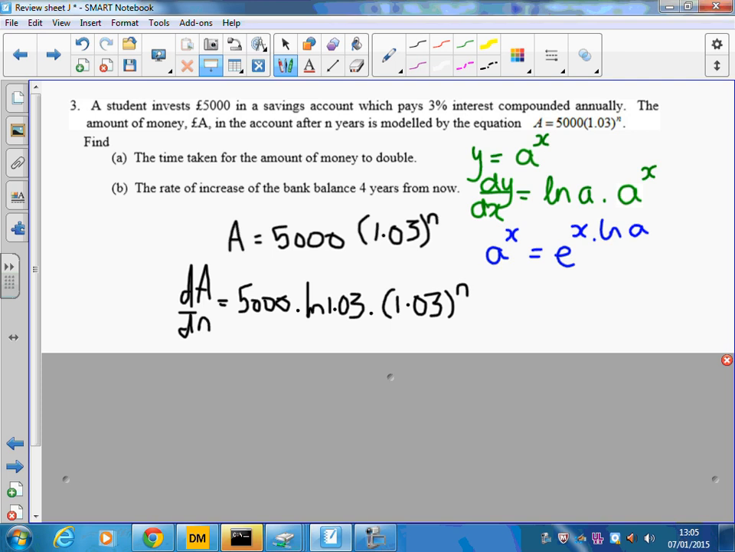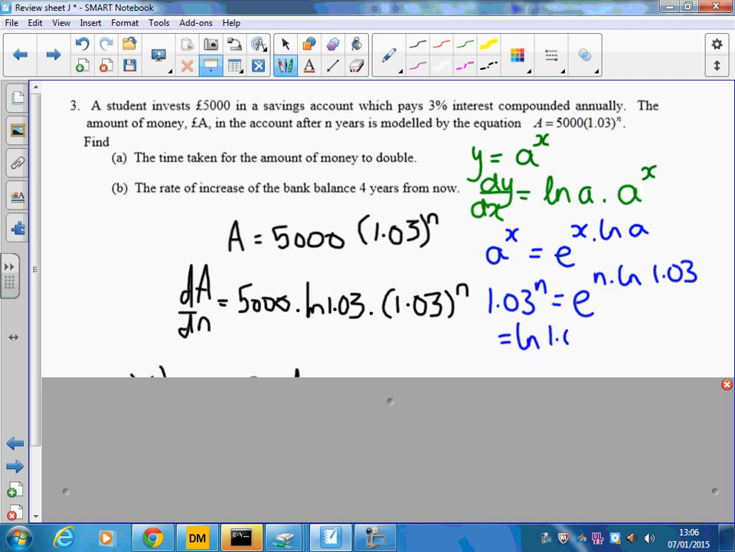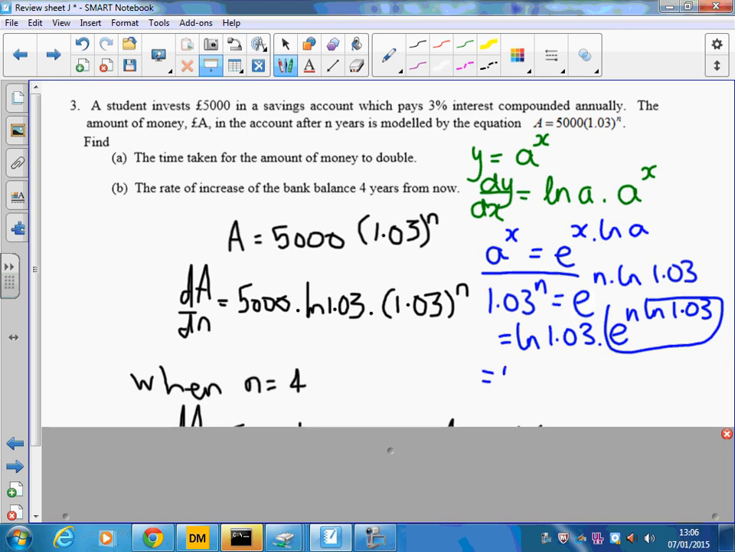Now, if you decide to differentiate that, so in this case 1.03 to the n would be e to the n times ln of 1.03. If you decided to differentiate that, when you're differentiating e, the coefficient of x, or in this case n, comes down to the front. So that would be ln 1.03 times e to the n ln 1.03. Using this bit of information here, that's 1.03 to the n. So that's ln 1.03 times 1.03 to the n. Either way, that's how you're differentiating it.